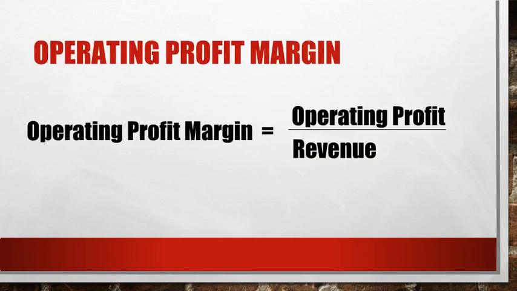To arrive at operating profit margin, you first need to calculate operating profit. Operating profit is determined by subtracting operating costs such as selling, general and administrative expenses from the gross profit. Then operating profit margin is calculated by dividing operating profit by revenue.